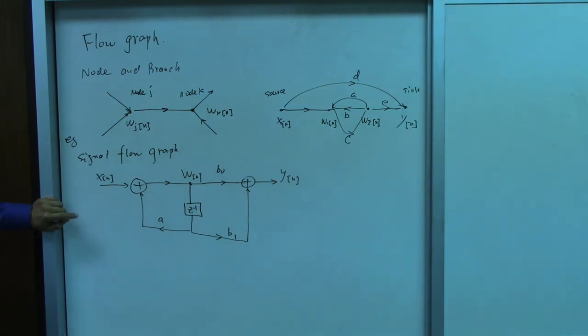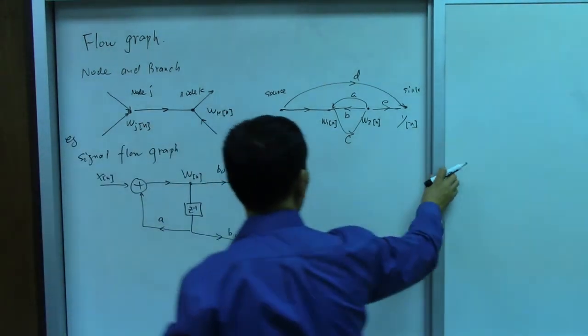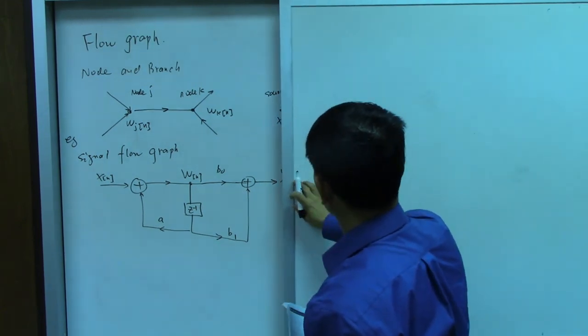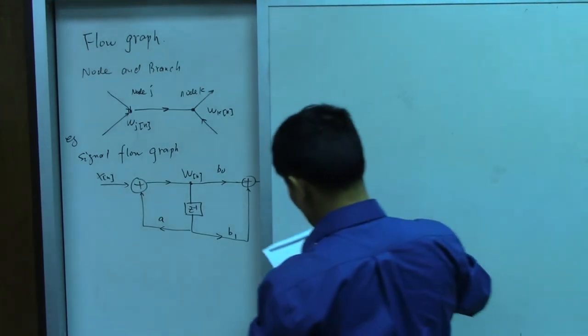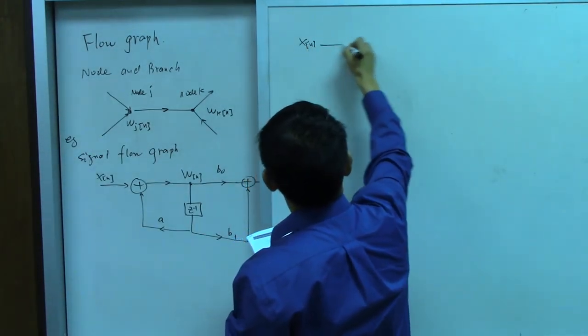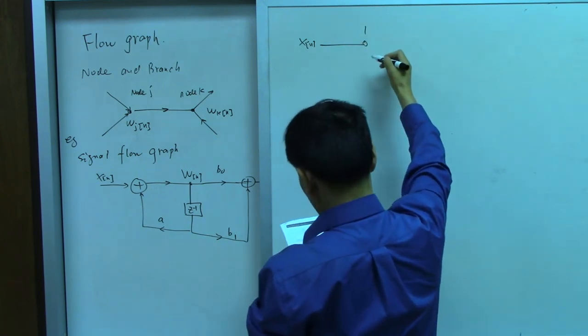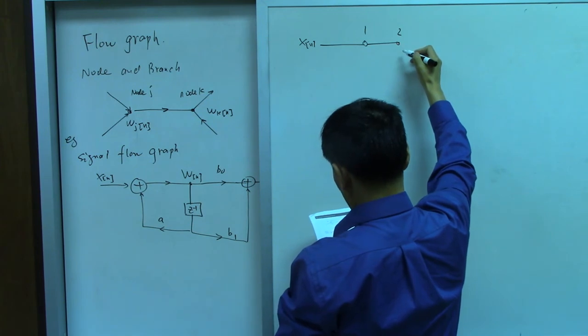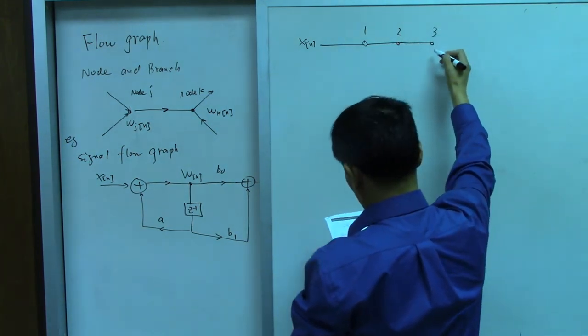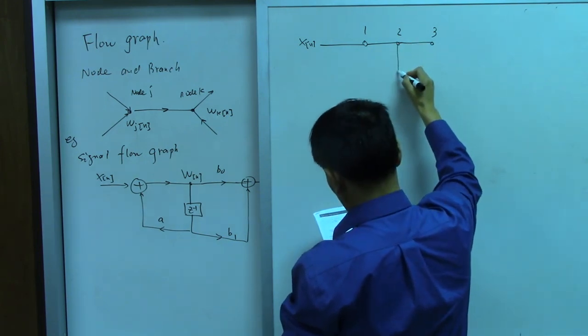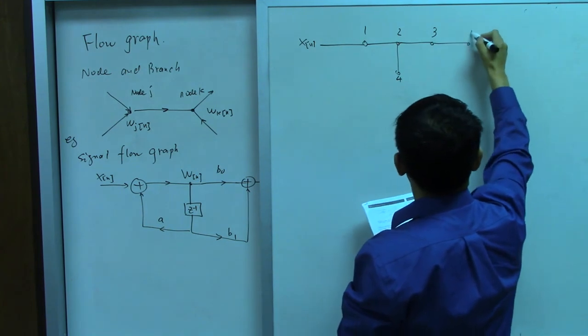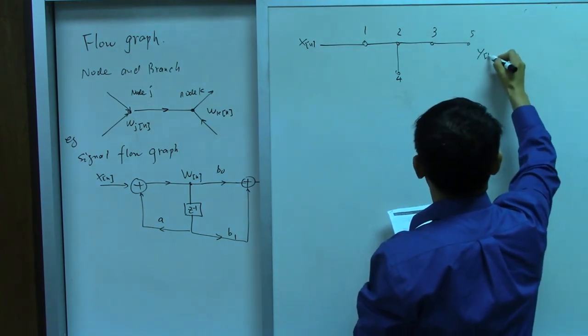We are going to convert this block diagram into the flow graph. So how to draw this? Convert this one into some flow graph like that. We have this xn, and this is node 1, and this is node 2, and this is node 3, and this is node 4, and this is node 5, and this one yn here, this is xn.